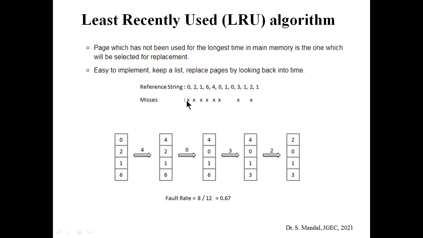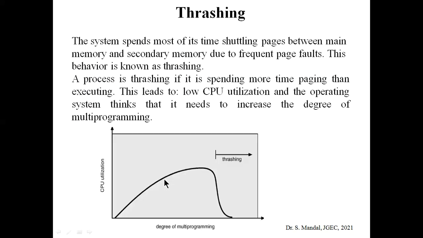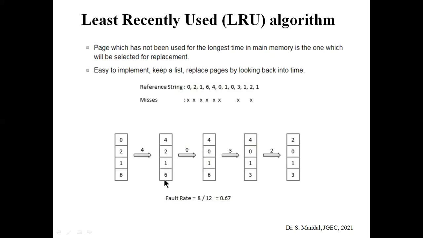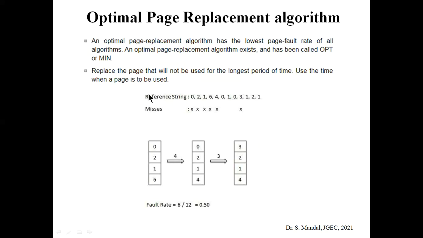You can see that the total number of faults is 8. So the fault rate is 8 by 12, that is 0.67. The most efficient replacement algorithm is the optimal page replacement algorithm, where the fault rate is 0.50 for this particular example. The next most efficient is LRU, and the most inefficient technique is FIFO.